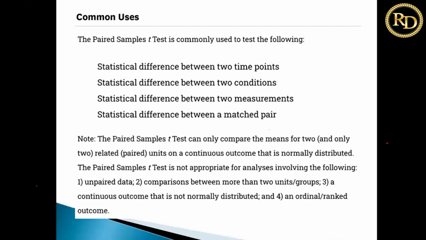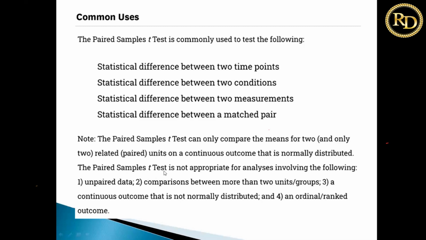Statistical difference between two time points, between two conditions, between two measurements, and between two matched pairs. So this way we can perform it. There are so many other areas as well where we can apply this paired t-test. Note that the paired sample t-test can only compare the means of one and only two related units on a continuous outcome variable that is normally distributed.